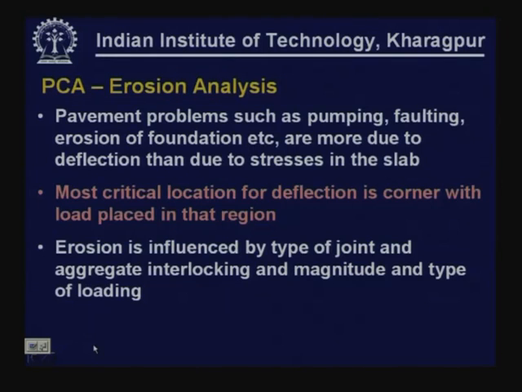Erosion is influenced by the type of joint. Obviously, if there is load transfer across the joint, the deflection is going to be lesser, erosion is going to be lesser. So, we have to consider what is the type of joint that is there, what is the type of load transfer mechanism, whether it is through granular interlocking or if there is a provision of dowel bars placed across the joints. We have to take all these things into account before computing the deflection and accordingly what is going to be the erosion damage caused to the foundation.